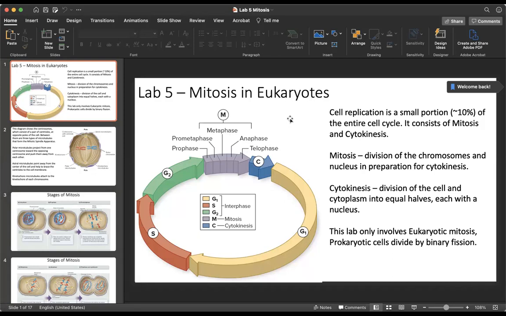The G1, S, and G2, remember, is all part of interphase, which is not part of mitosis, but is part of the cell cycle. And if you picture this as the face of a clock, the cell spends just a small amount of time in mitosis; it spends the majority of its time in interphase between mitotic events.